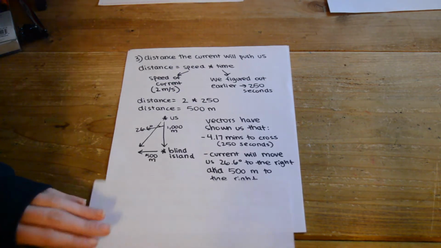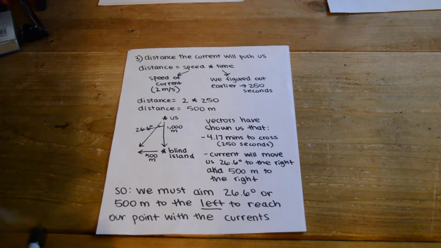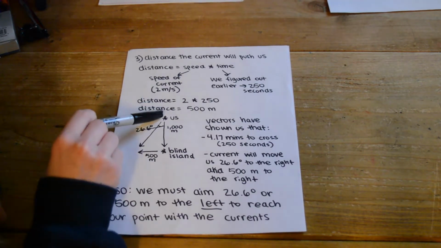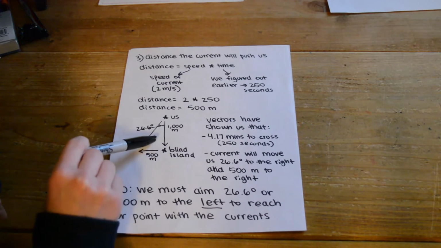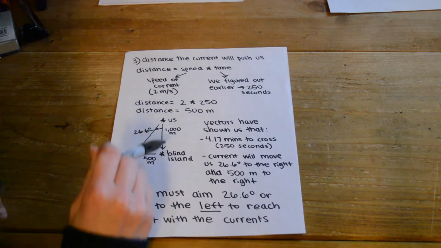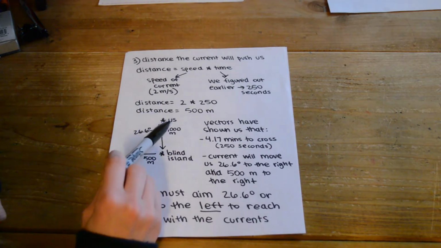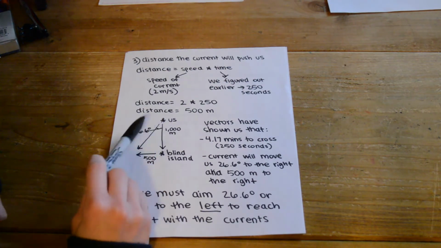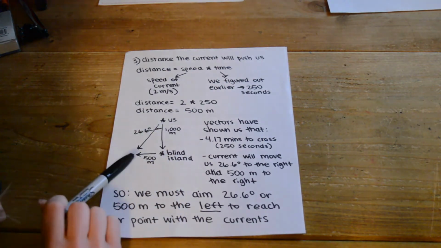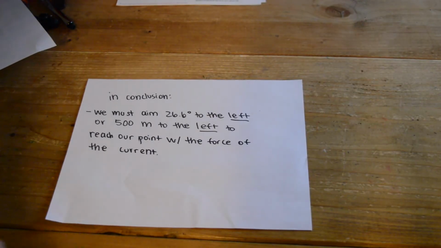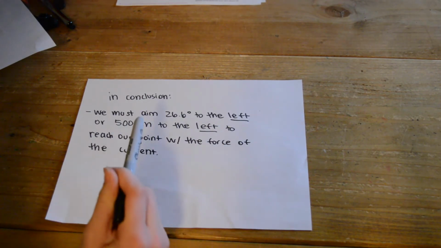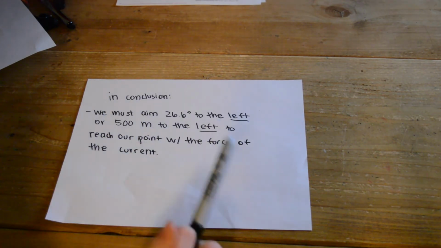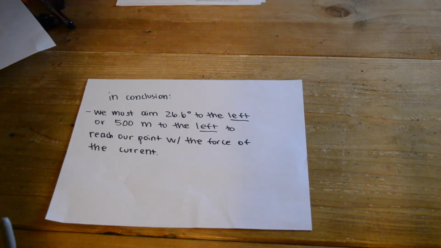So this shows us that basically, if we're crossing the channel that's 1,000 meters to Blind Island, we have figured out that the angle the current will push us is 26.6 degrees to the right while we're kayaking. In conclusion, vectors have taught us that we must aim 26.6 degrees to the left if we're kayaking towards the island, or 500 meters to the left, to reach our point with the force of the current.